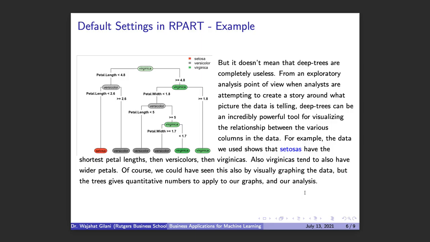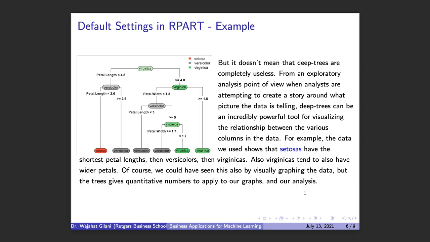For example, when I'm looking at this tree, right off the bat, if I follow this through, according to our data, the training data, or whatever data we used to create this, the setosas have the shortest petal length. Look at that. It's black and white in front of you. The setosas have the smallest petal length, less than 2.6. The versicolors are the next shortest, between 2.6 and 4.8. And the virginicas tend to be the largest in terms of petal length. Virginicas also tend to have wider petals, so virginicas tend to be a bigger petal than versicolors, and setosas are smaller.